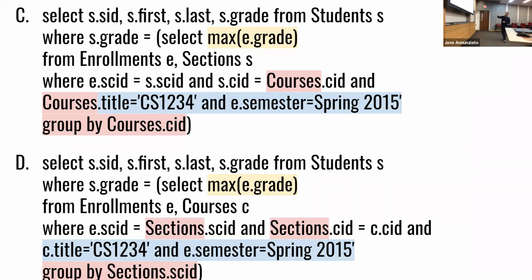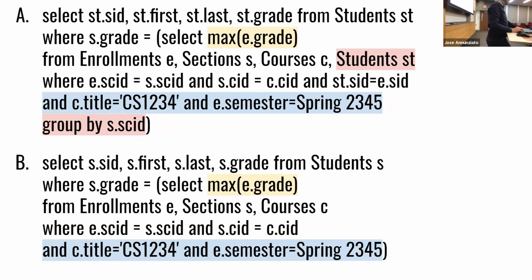Down here, I have something similar. I left out the section table, right? So I can't really join with the section table unless I have it in the from clause. So definitely these two, C and D, are not what I'm looking for. So the best answer is B. Okay.